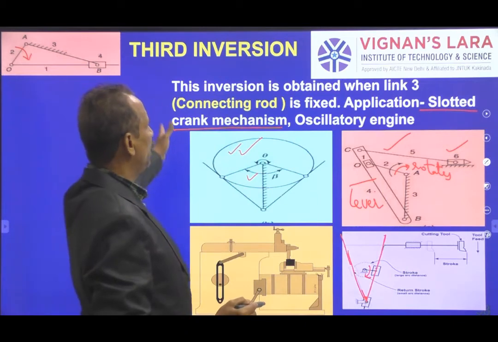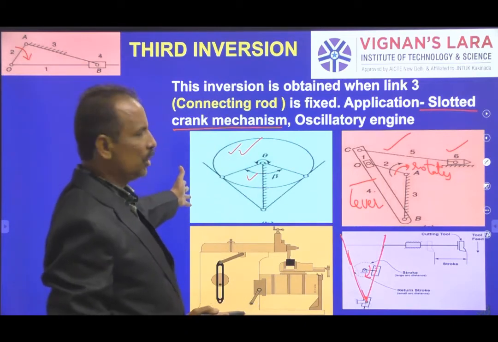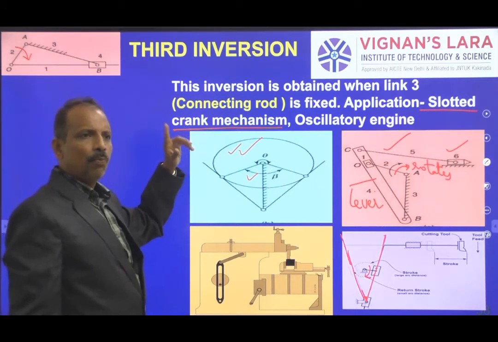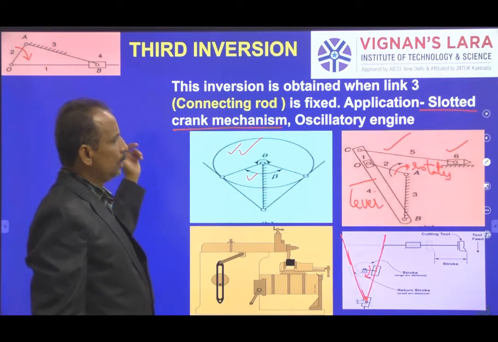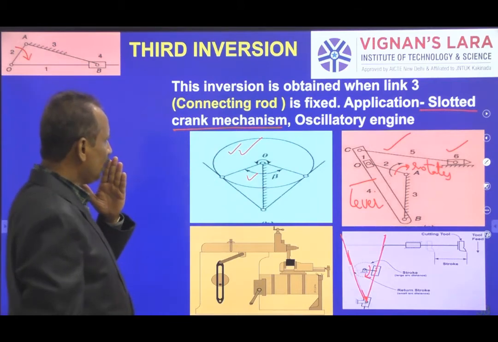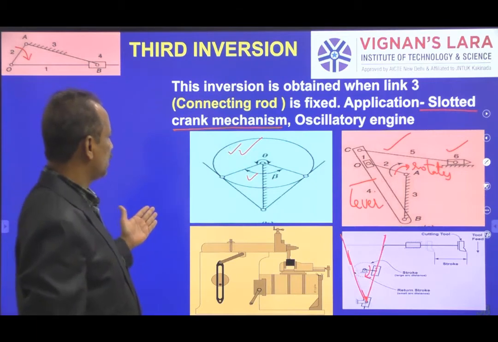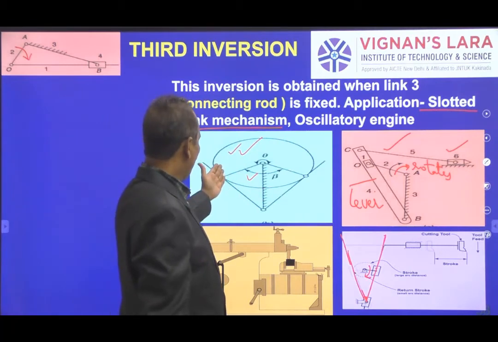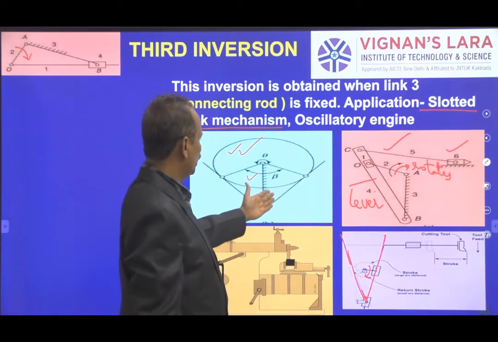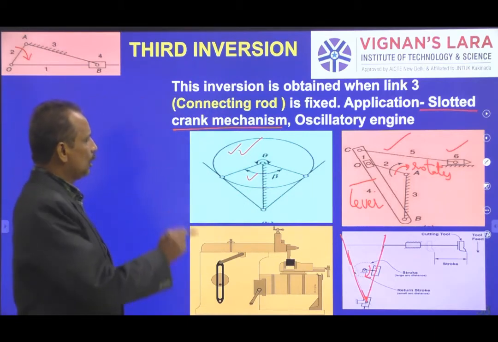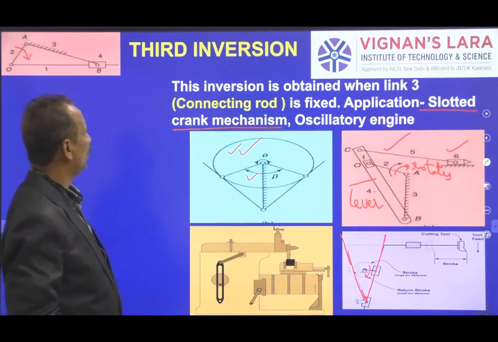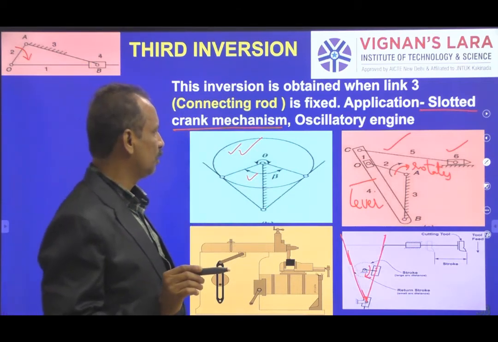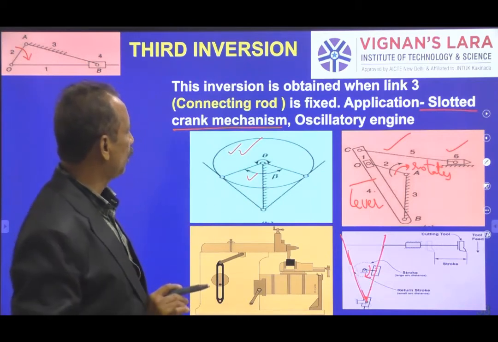So this is also similar to your second inversion, the Whitworth quick return motion mechanism, but there both link 2 and links 3 and 4 rotate. Here it is not that way. The crank is rotating and this lever is oscillating. Okay, so we will distinguish the differences between the slotted lever crank mechanism and the Whitworth quick return motion mechanism separately when we solve the problems.